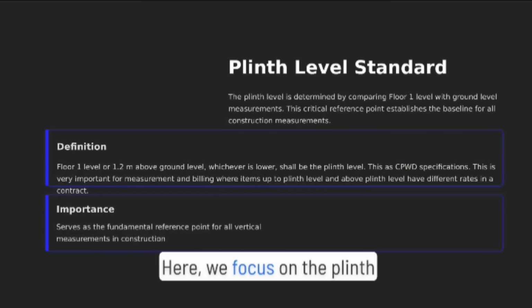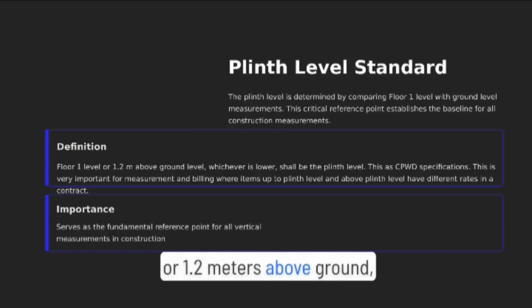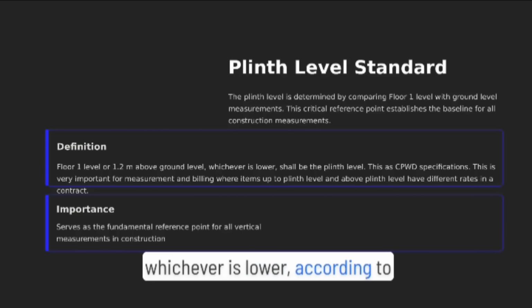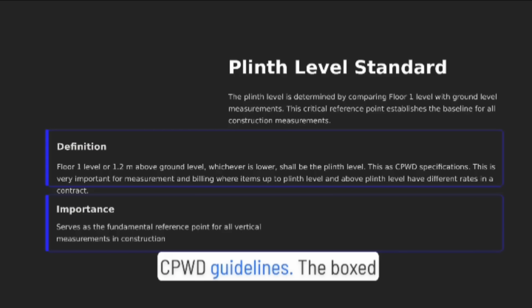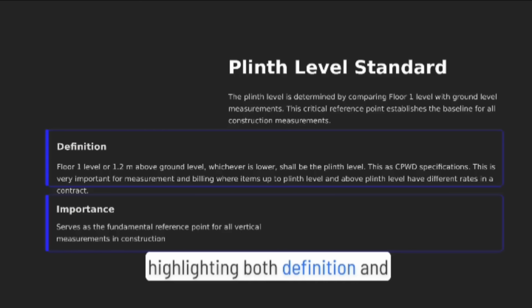Here, we focus on the plinth level standard essential to construction practices. The slide explains that the plinth level is defined as either floor 1 level or 1.2 meters above ground, whichever is lower according to CPWD guidelines. The box sections enhance understanding by highlighting both definition and importance.